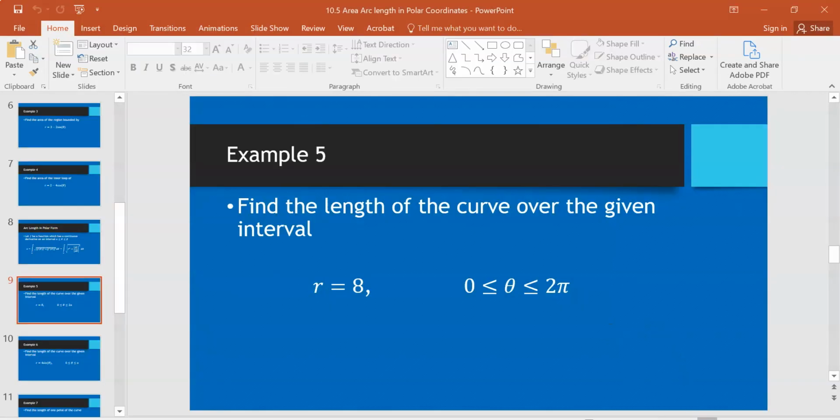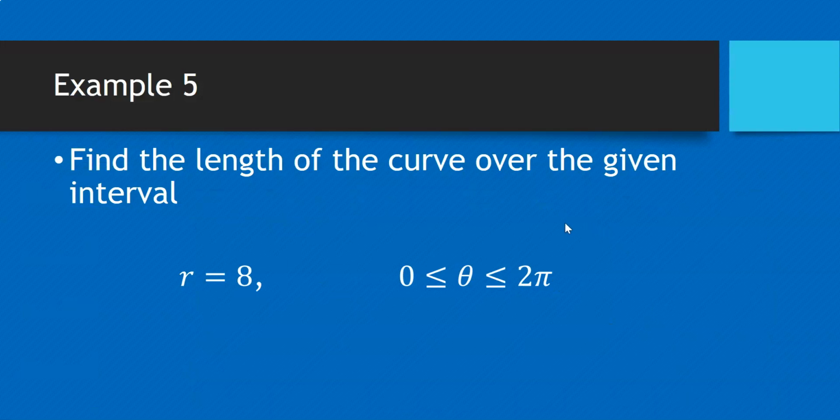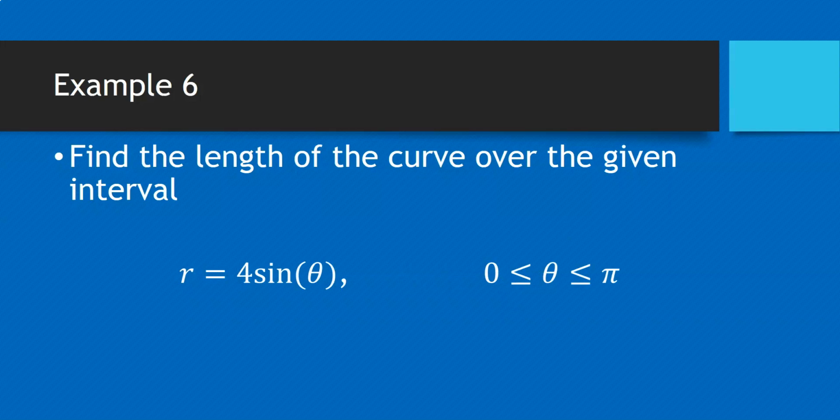So I'd like you to do those same formulations. I'm going to give you another example to find the arc length of. So find the length of the curve that we're given here, r equals 4 sine theta, over the interval from 0 to pi. Go ahead and push pause on the video and try it on your own.